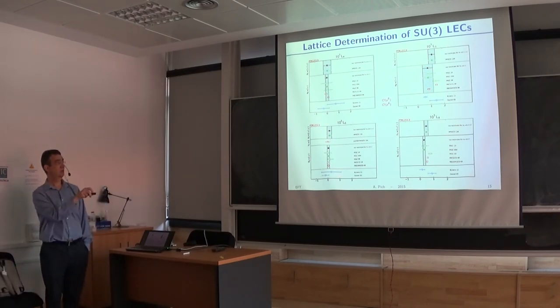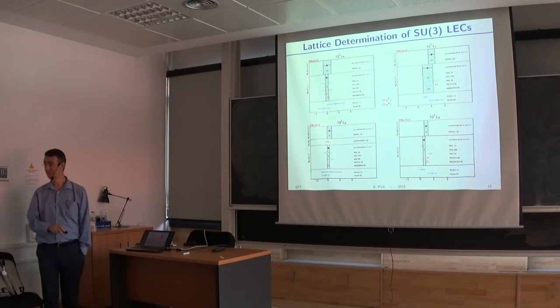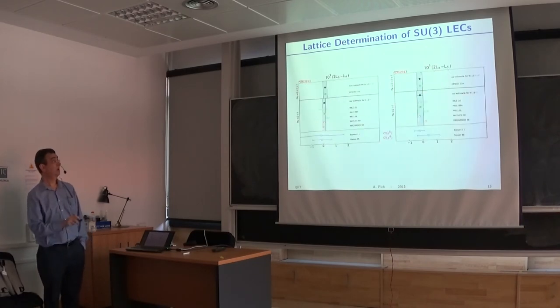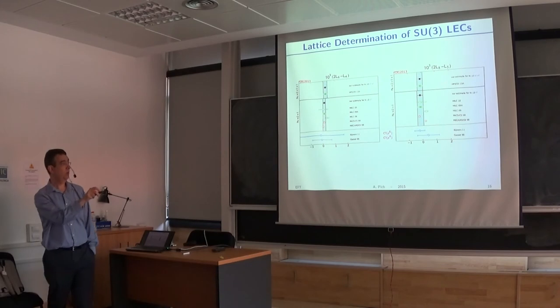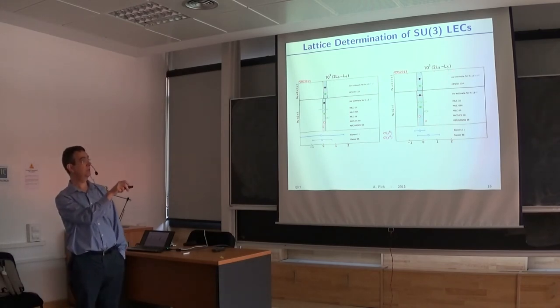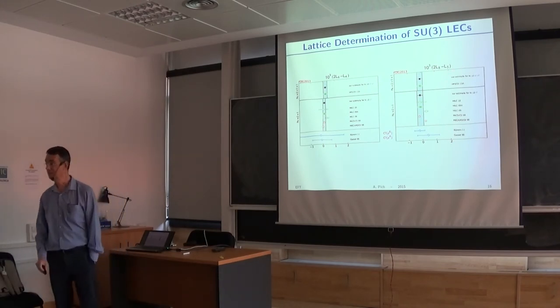L6, L8, okay. 2L6 minus L4, that is predicted to be zero with large uncertainties, is zero. 2L8 minus L5, which is predicted to be zero, is zero.